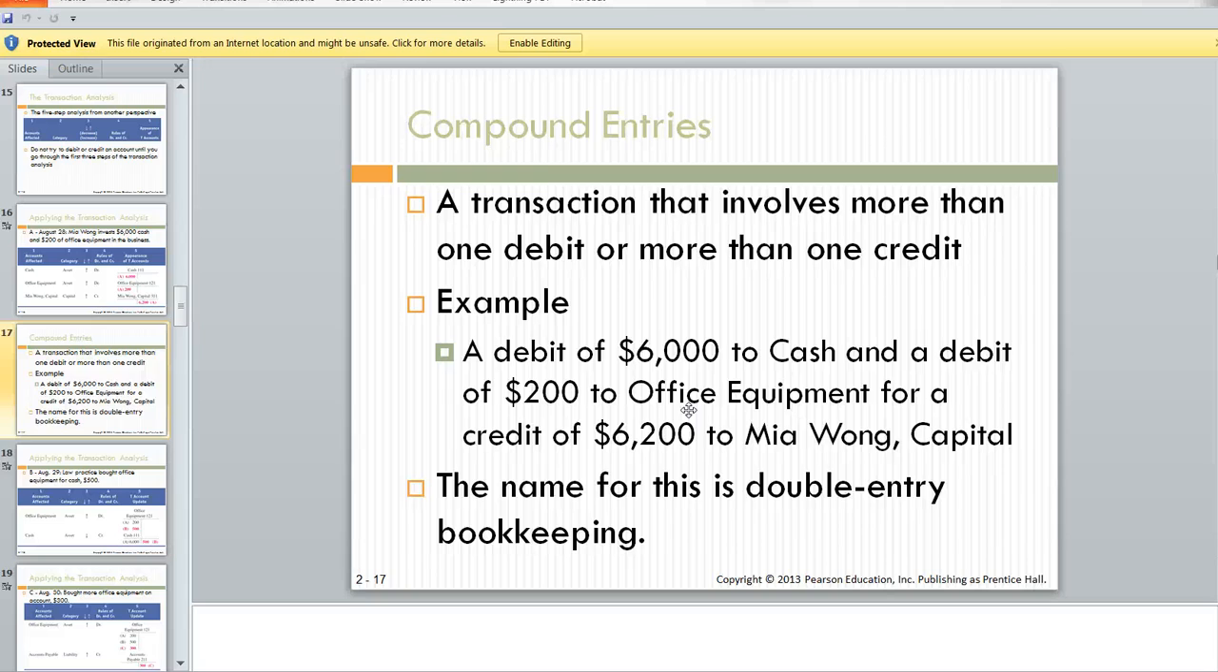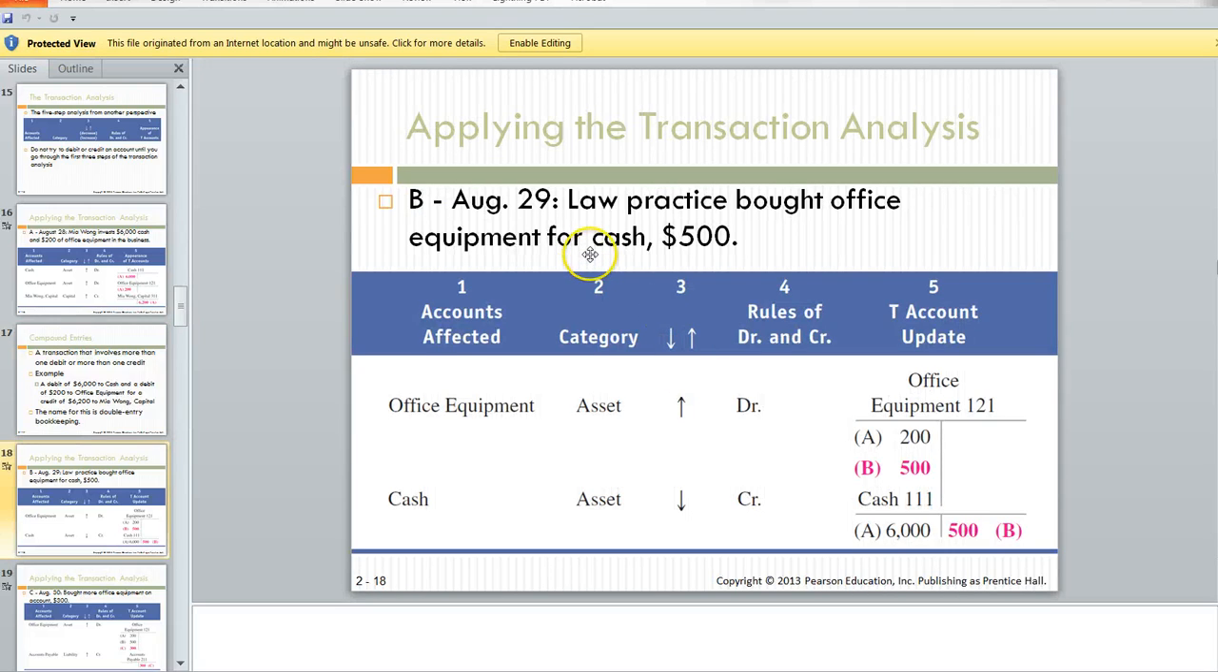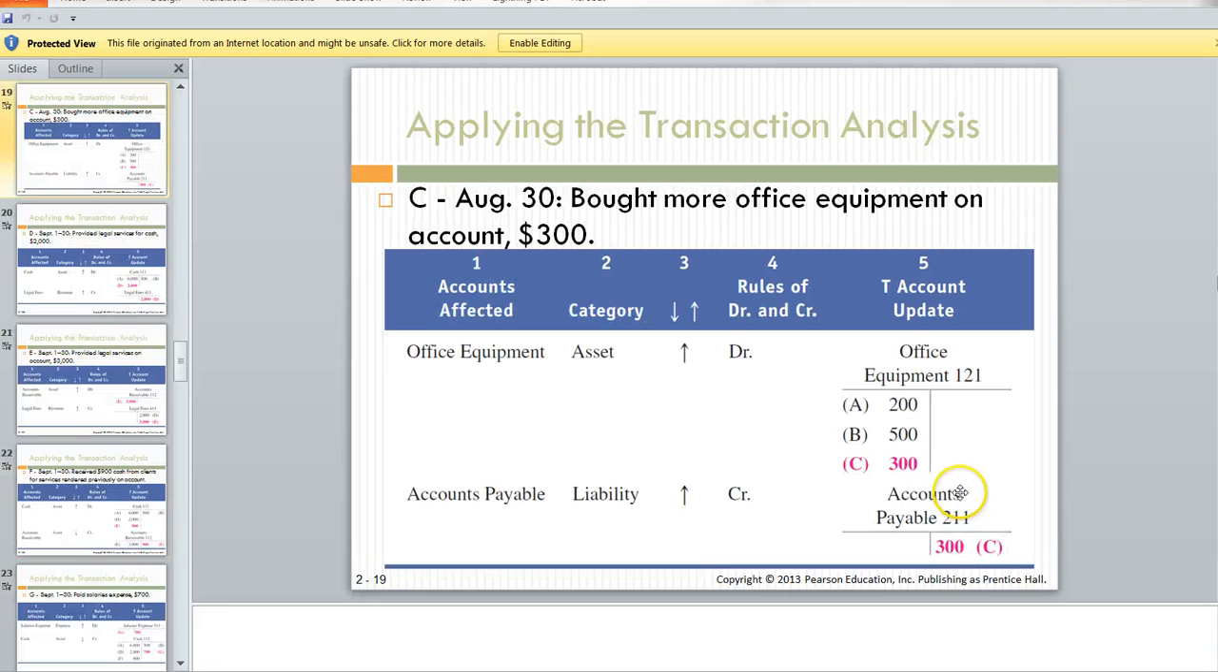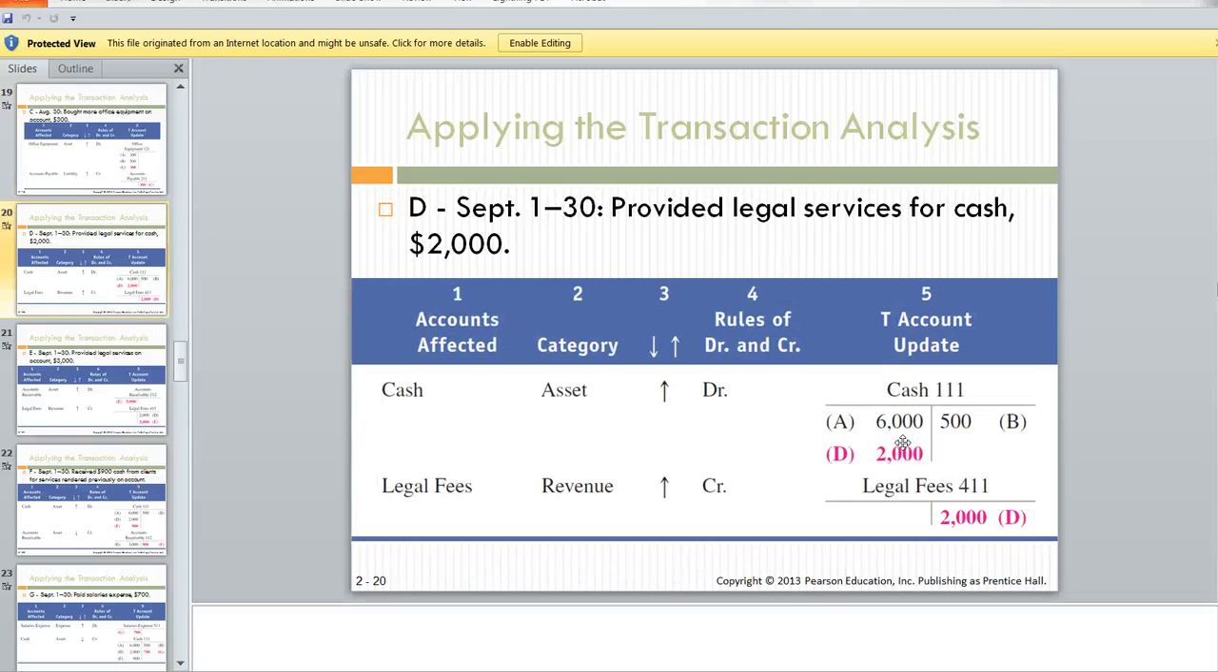Another transaction. Bought equipment for cash. Same thing, I believe, from Chapter 1. You already had 200 in there. So what are you doing? You're debiting office equipment again for 500, and you're crediting the accounts B. You're debiting the office equipment account in B.